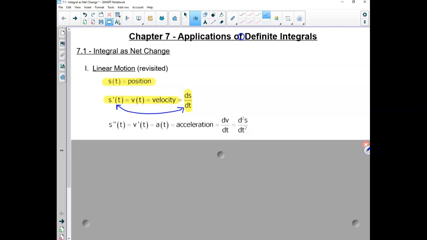And then we're also going to be looking at S double prime of t, which is the same as V prime of t, which is the same as A of t, which is acceleration. And as differentials, they might call it dv dt, which would stand for the derivative of velocity with respect to time, or the second derivative of S with respect to t, which would be the second derivative of position. So just be aware of the different notations they give you. They might use differentials. They may not use differentials.